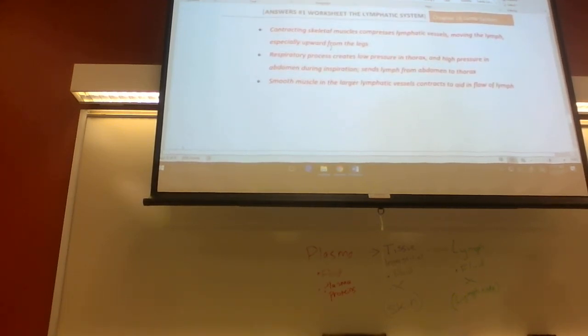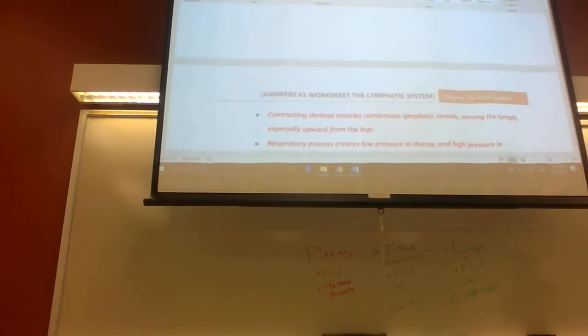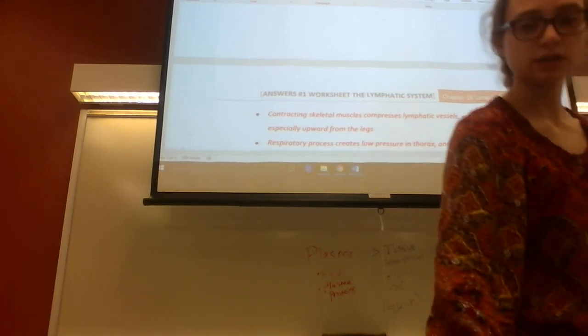So contracting skeletal muscles compresses lymphatic vessels, moving lymph, especially in the legs. We want that moving. Another thing is respiratory pressure in the thorax and high pressure in the abdomen, so breathing in general also causes lymph to flow. And then smooth muscle also contracts every once in a while to aid in the flow of lymph. So that's that, and this concludes the first worksheet.